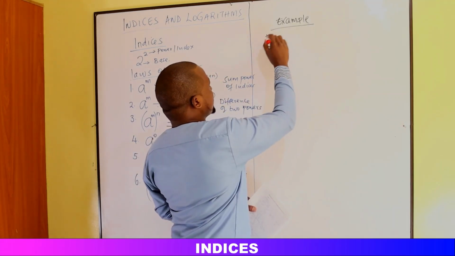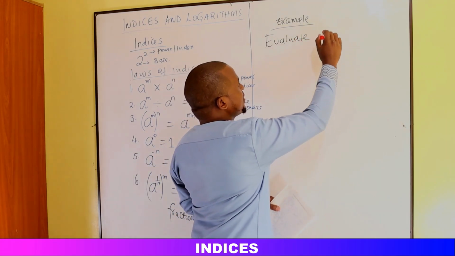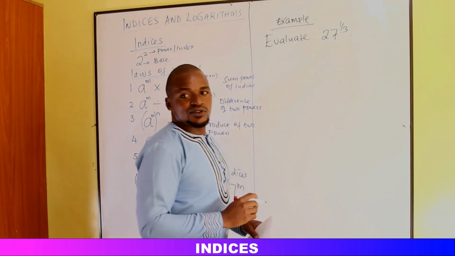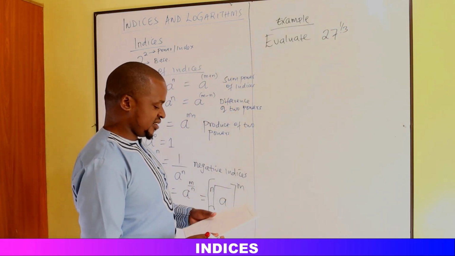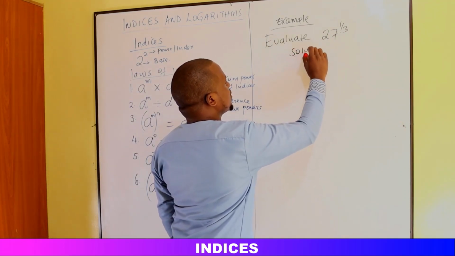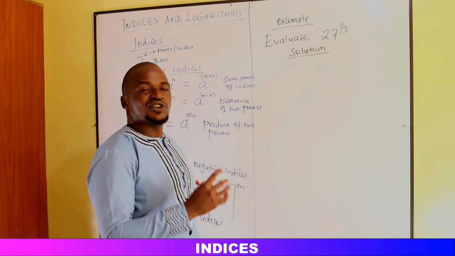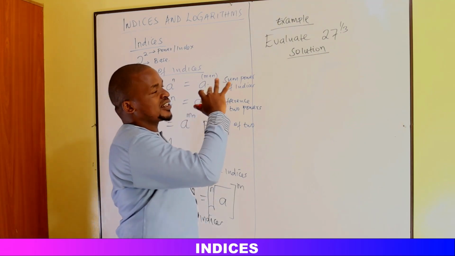Your turn to evaluate 27 raised to power 1 over 3. What will be the solution? The solution will be, there are so many ways we can tackle this question. Let us tackle this question using this method.